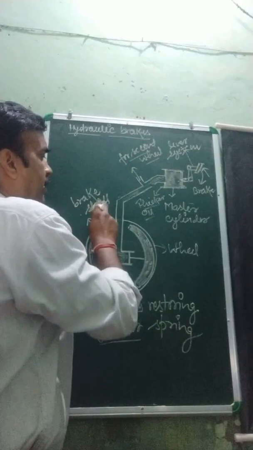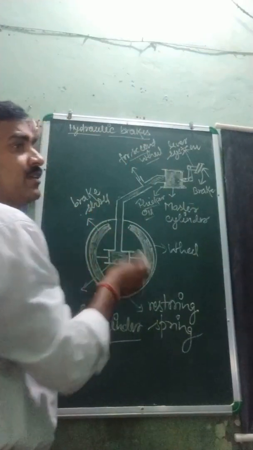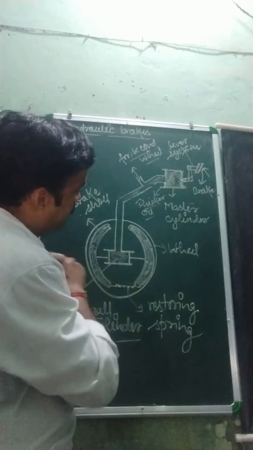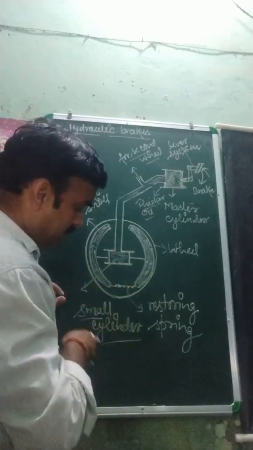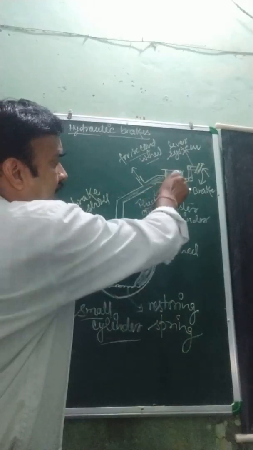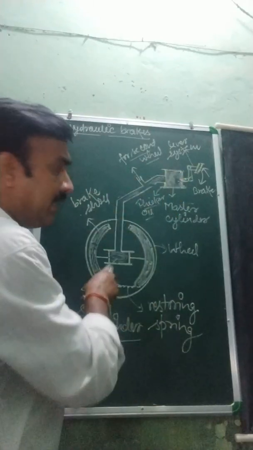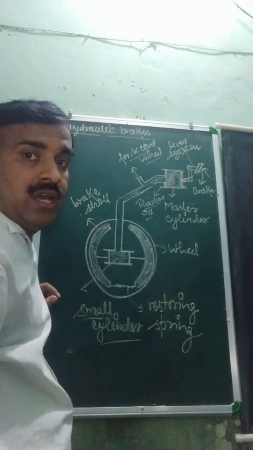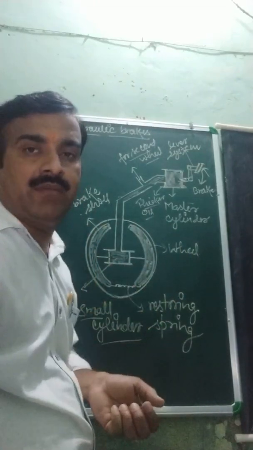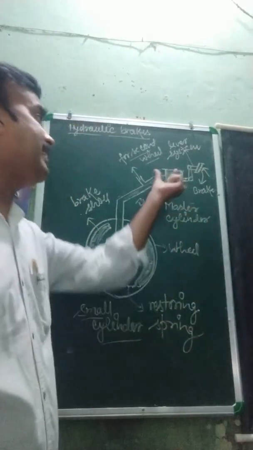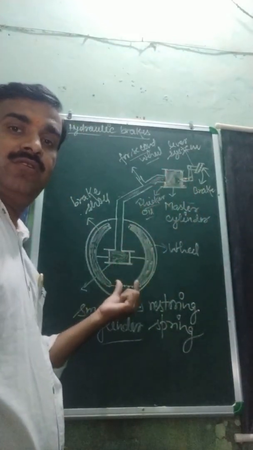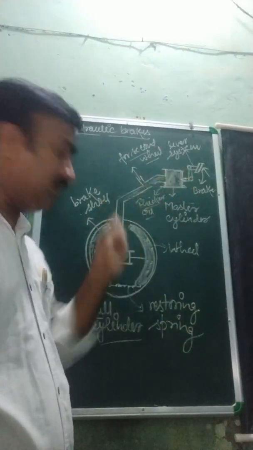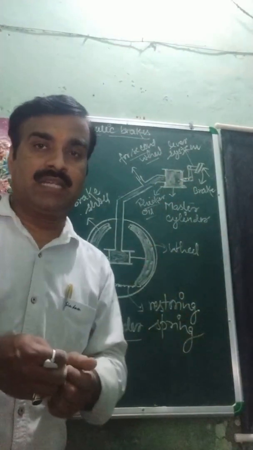Now here brake shoes are there. Brake shoes will be inside the wheel. Then after that, here it's a small cylinder. Just like here the master cylinder will be there, in each and every wheel a small cylinder will also be there. Just like the functioning of this one, same functioning also of this one. But here it only applies the pressure in one direction, but this one applies the pressure in both directions.